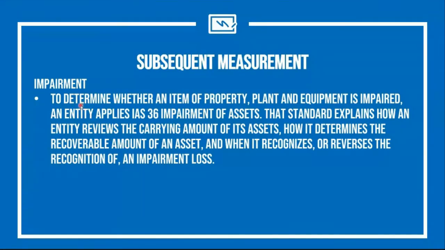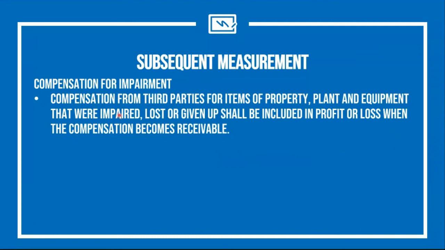However, since it is provided in IAS 16, let us provide an overview of impairment. To determine whether an item of PPE is impaired, the entity will apply the provisions of IAS 36, wherein the standard explains that there will be an impairment if there is a significant difference between the carrying amount of the asset and its recoverable amount, meaning the carrying amount is higher than the recoverable amount. In that case, the difference is considered an impairment loss. There will be a separate discussion of impairment.